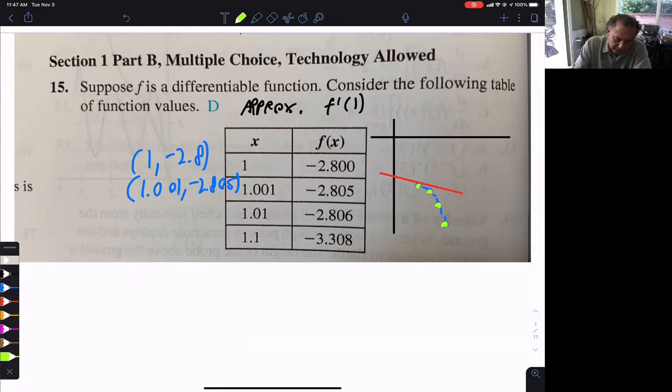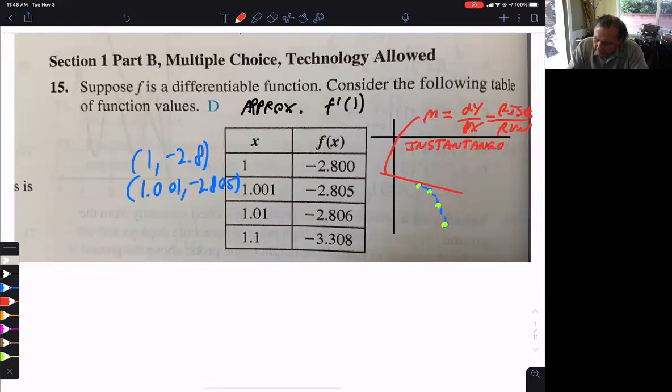So concepts you need to know. The slope of this line is dy dx, which is rise over run at a specific point. The derivative gives us the slope of that red line. So here's the concept. That is also called the instantaneous rate of change. If you can read that. So it's how fast y is changing compared to x at a specific point.